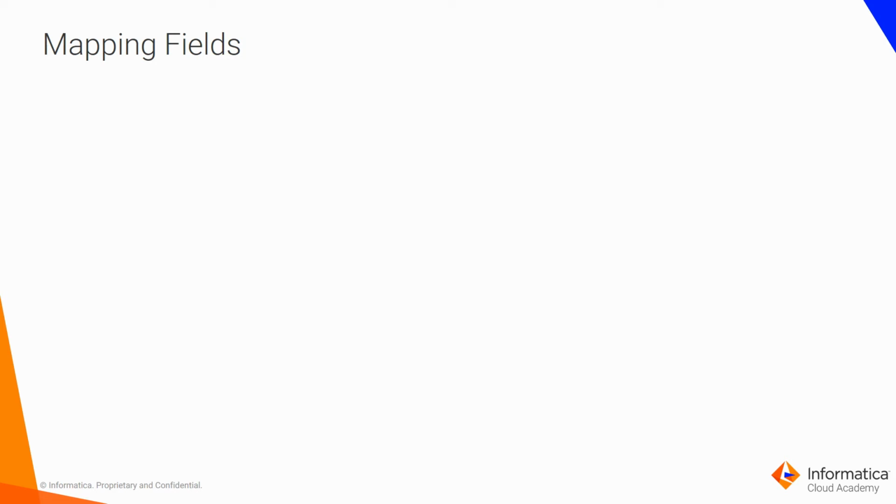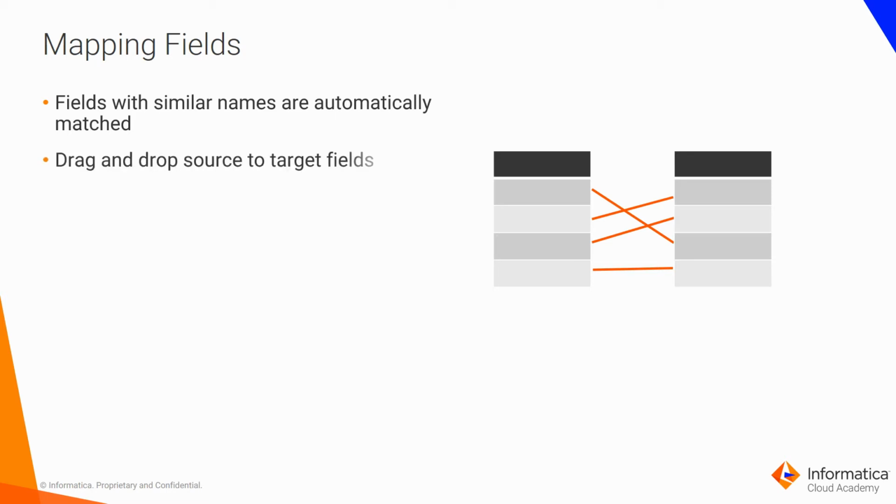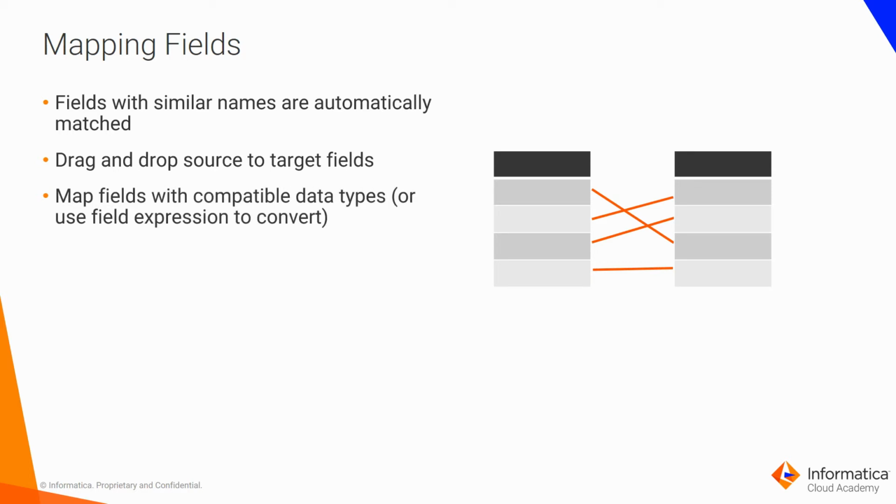When you configure a data synchronization task, the bulk of the work is going to be in defining the field mappings, or how the source field maps to target fields. You will notice that Informatica Cloud automatically maps fields with similar names. To map additional fields, drag and drop a source field on a target field. Keep in mind that you should map fields with compatible data types.